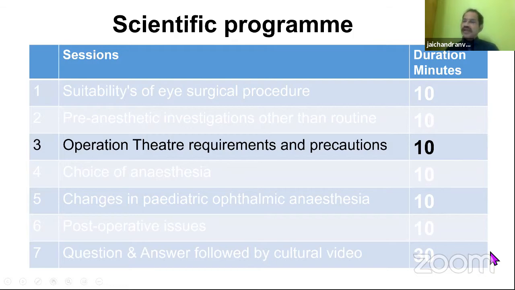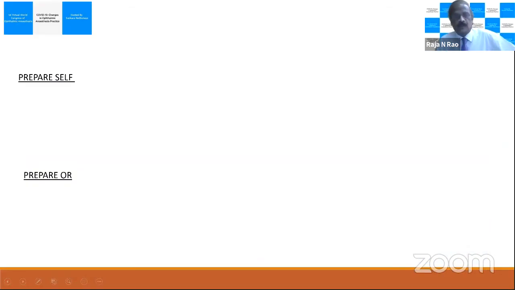Now moving on to the next very important topic, operation theater requirements and precautions to be taken. So we will move on to Dr. Raja from LVPI. Dr. Raja, can you please highlight for us the theater modifications in the COVID situation in your OT? Thank you, Dr. Jai and Dr. Chandra, for giving me the opportunity to be a part of this World Congress of Ophthalmic Anaesthesia.